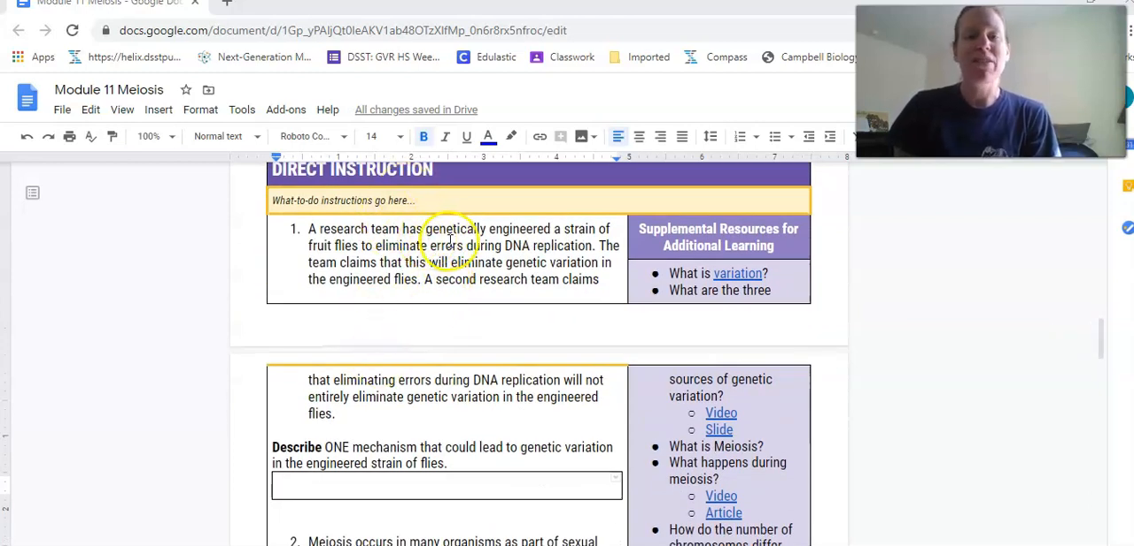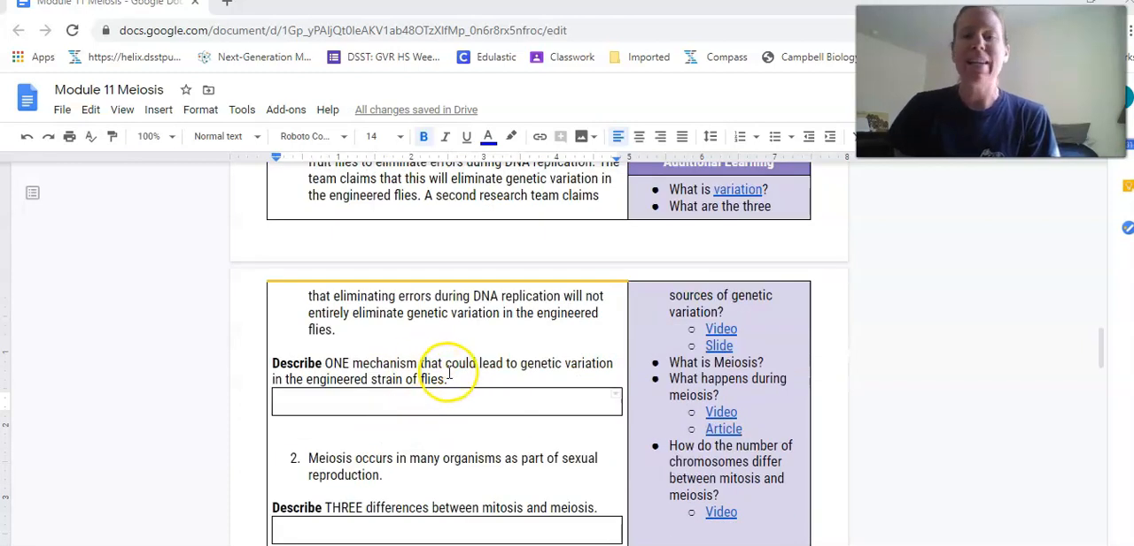A research team has genetically engineered a strain of fruit flies, just like what we saw in our do now, to eliminate errors during DNA replication. The team claims that this will eliminate genetic variation in engineered flies. A second research team claims that eliminating errors during DNA replication will not entirely eliminate genetic variation in the engineered flies. Describe one mechanism that could lead to genetic variation in the engineered strain of flies.